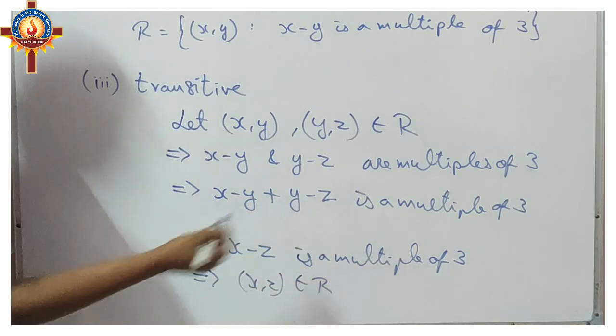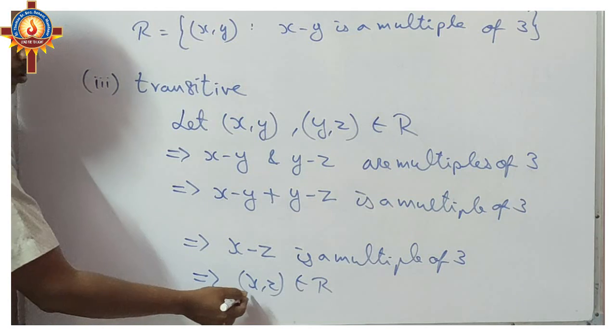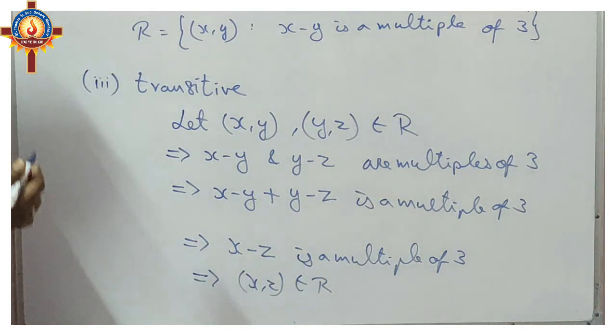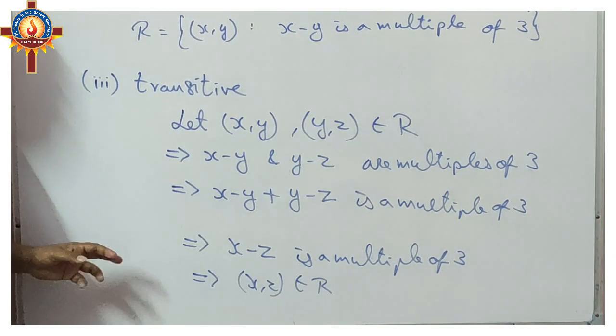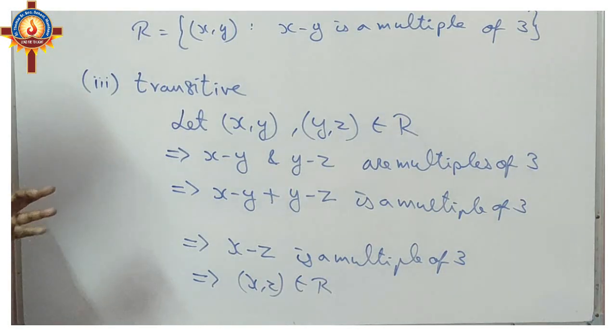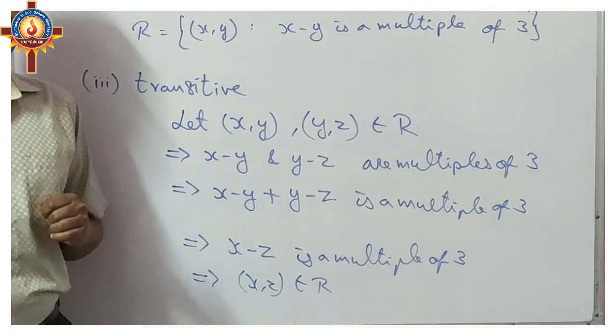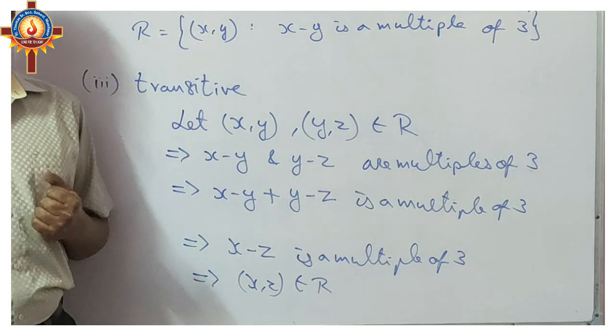Here, x minus y plus y minus z will give us x minus z. So x minus z is a multiple of 3 and that gives (x, z) belongs to R, proving that R is transitive. Now this relation R is reflexive, symmetric and transitive. Therefore it is an equivalence relation.